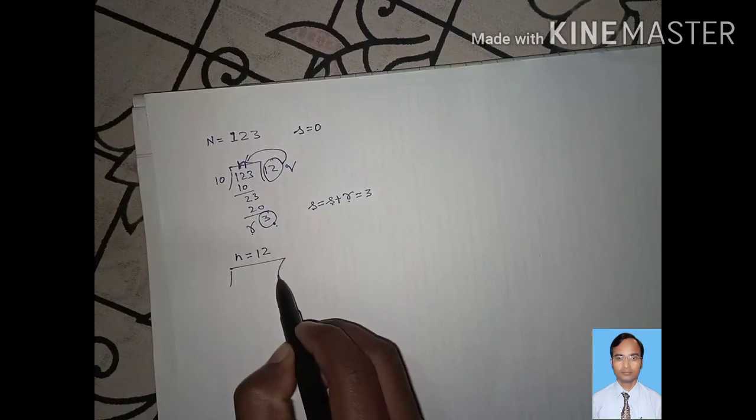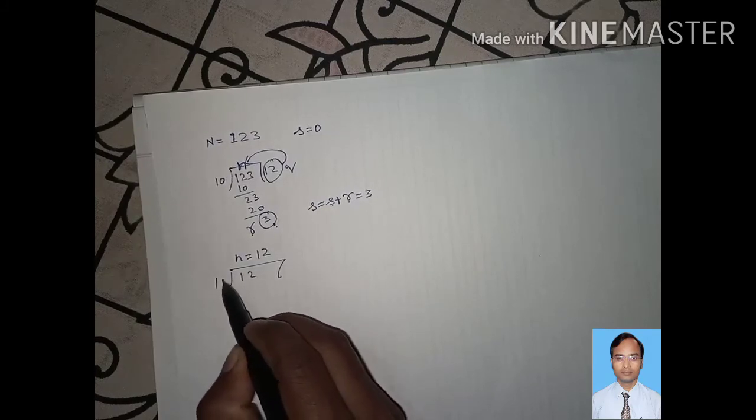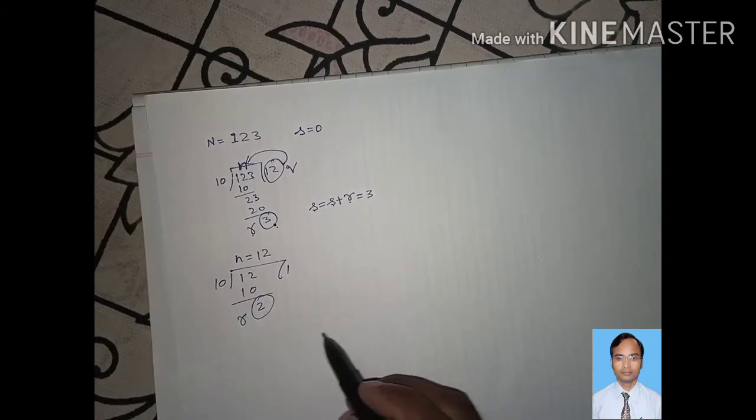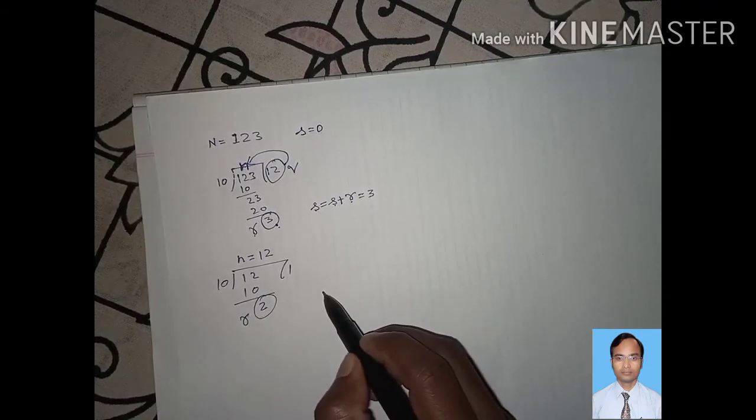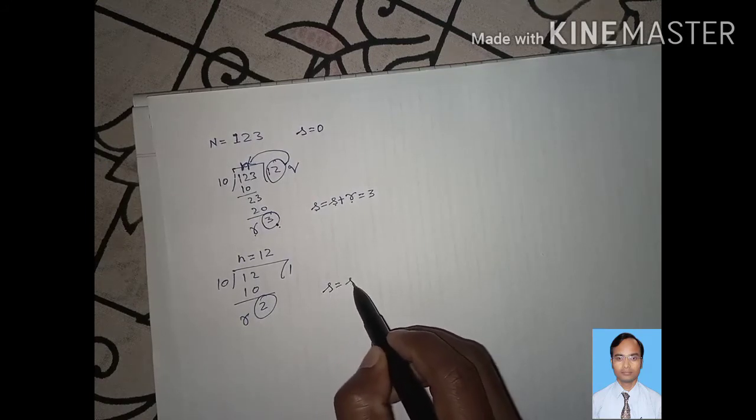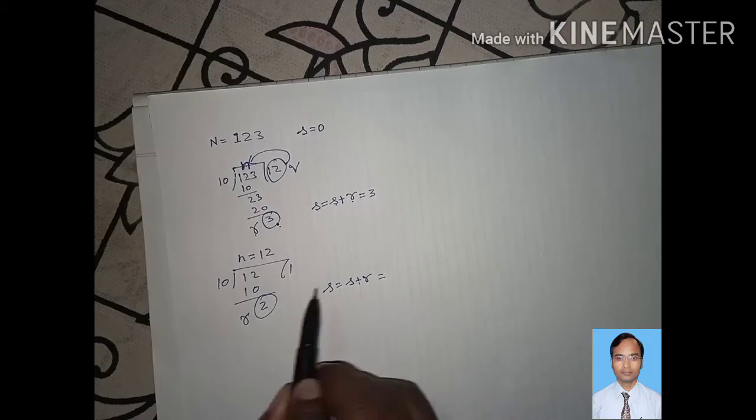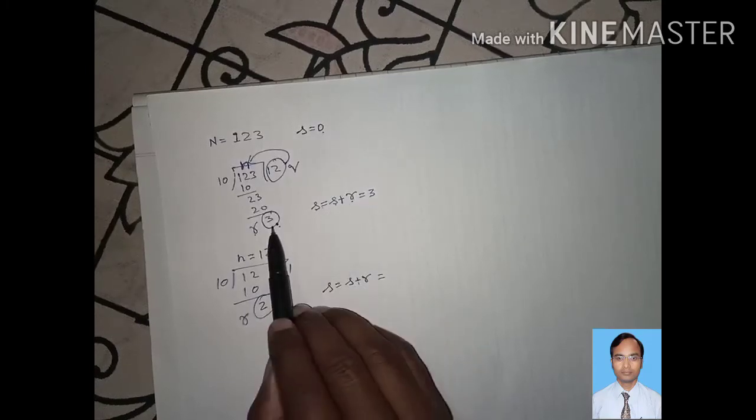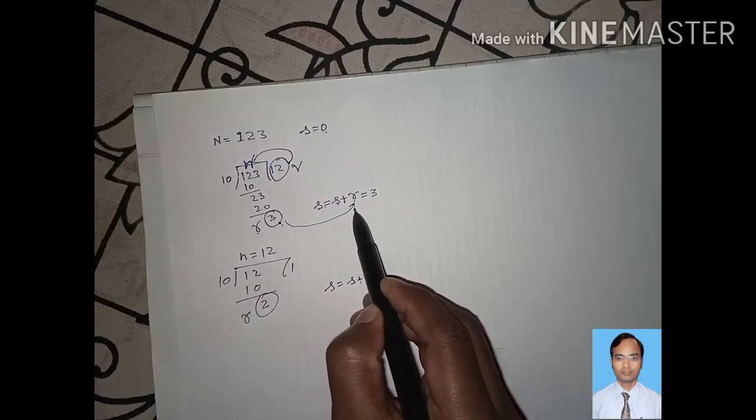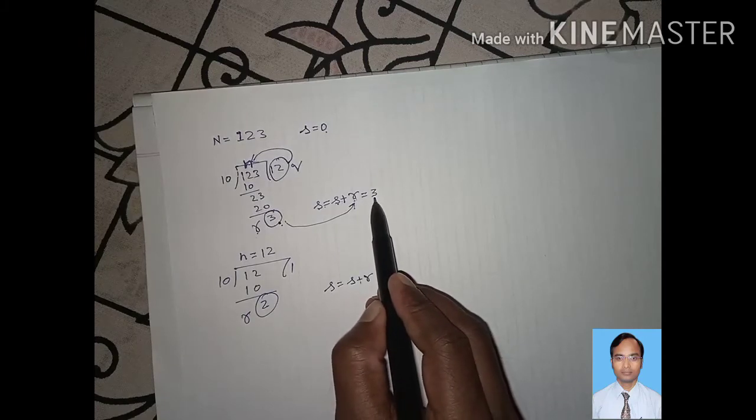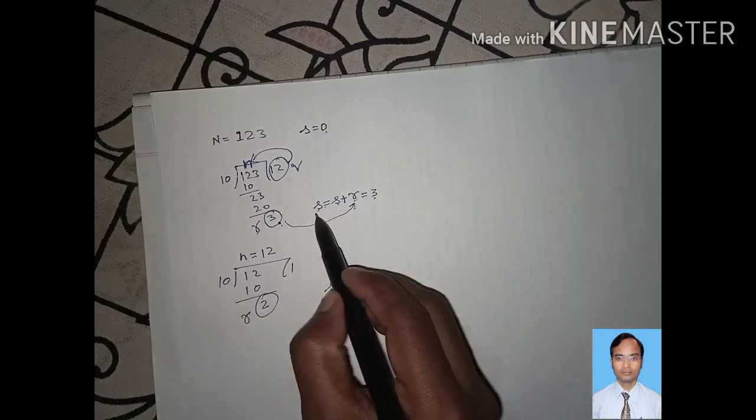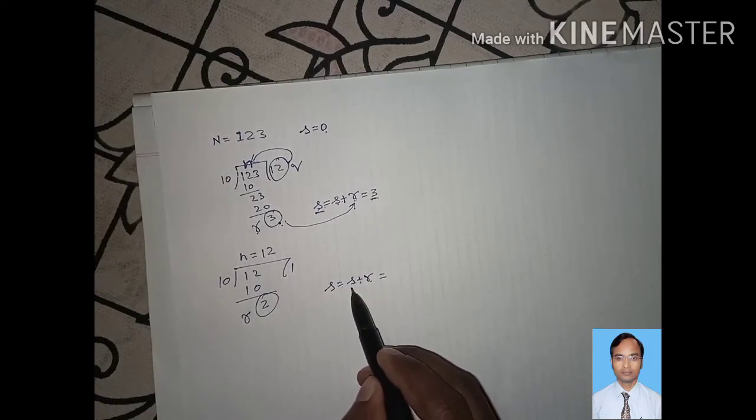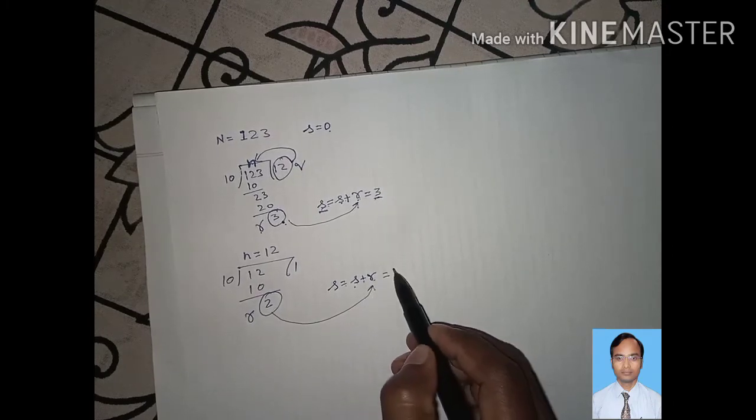Now if I divide 12 by 10, then we have a new remainder. And with the new remainder, we can again apply the addition operation. Here the first time s is 0, second time s plus r. In this r is 3, 0 plus 3, that will be 3, and s is now 3. s is equal to s plus r, it means 3 plus 2, that will be 5.